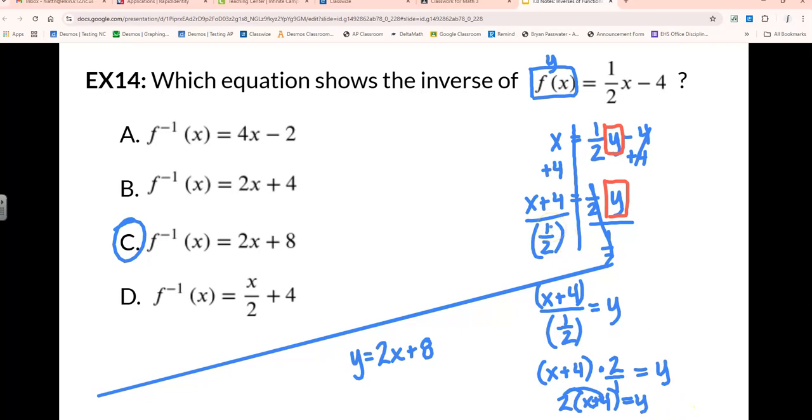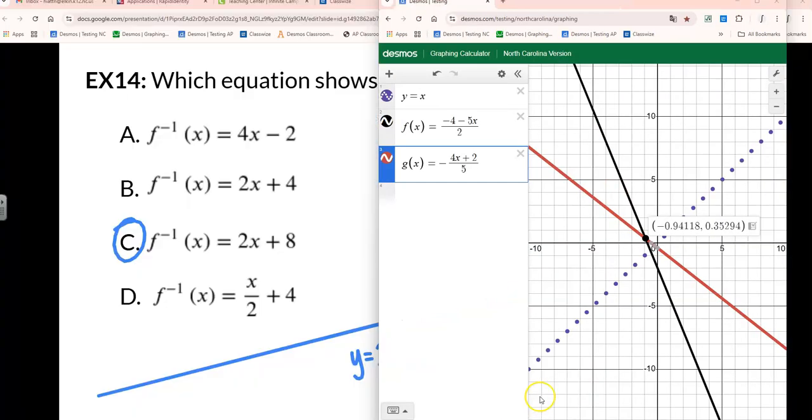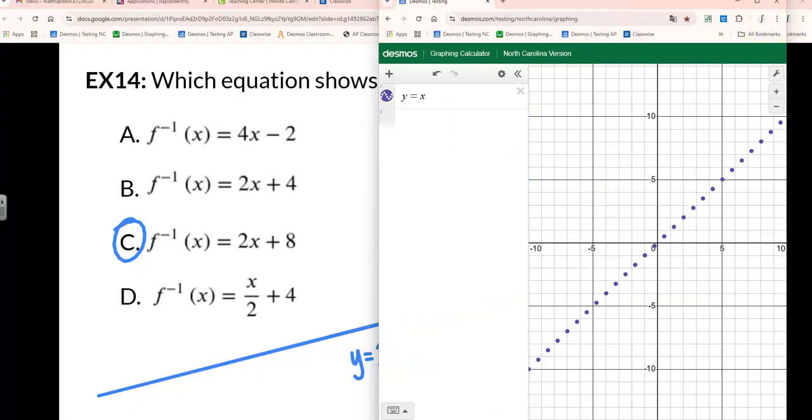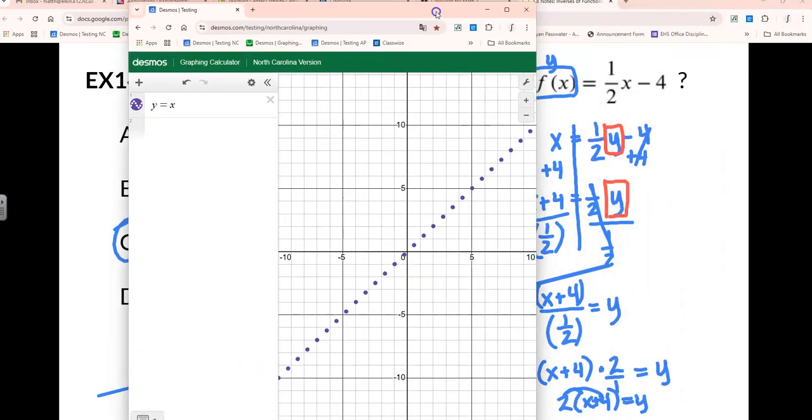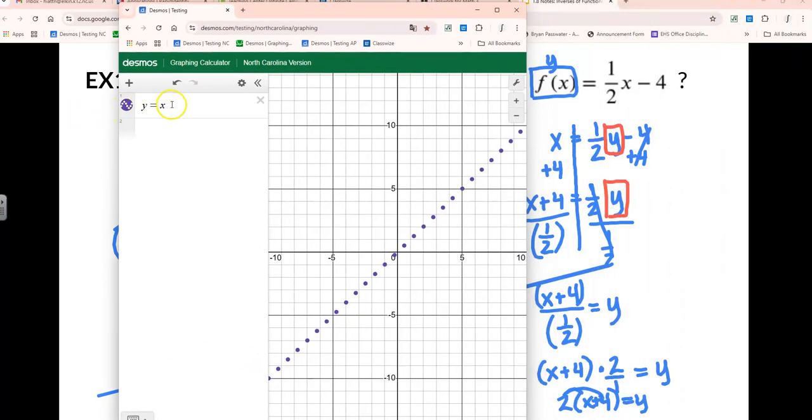You also have an option with Desmos. It's not foolproof. Sometimes 2 answer choices look really similar, but it'll at least usually eliminate a few answer choices. So let's look at how we could answer the same question with Desmos instead of by hand. So I'm going to leave y equals x here. I'm going to type in the function f of x equals 1/2 x minus 4.